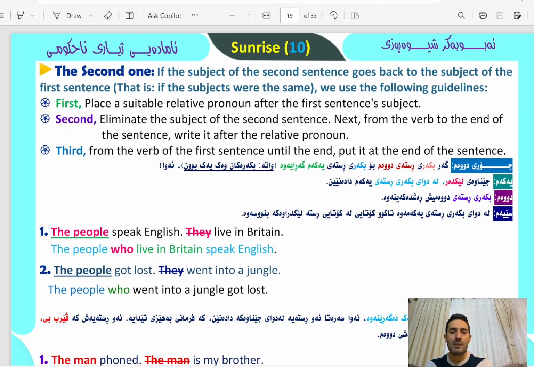The people in both sentences are the same, they go back to each other. There's kind of a connection, a link between them. So the first step is I have to write down the first subject like itself: the people. The second step: I have to write down which or who. In this sentence I've got the word people, so I have to write who. The third one is remove this subject.